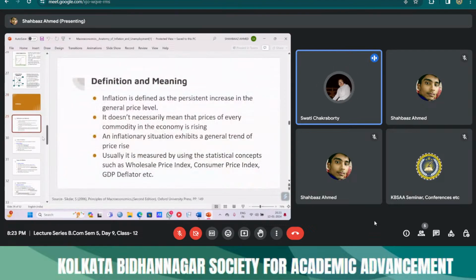So inflation, what is inflation? It's the consistent increase in the general price level. But it doesn't necessarily mean that prices of every commodity in the economy are increasing. When we say inflationary situation, it's talking about a general trend of price rise, not every commodity. It's measured using statistical concepts like the wholesale price index, consumer price index, and GDP deflator. Okay, next slide, please.